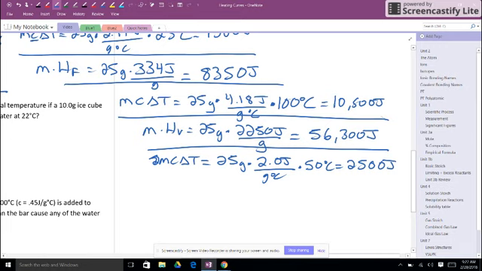Okay, now we add together all of these values here, and we end up with 78,970 joules. And again, this is as long as you can get having to add together all 5.